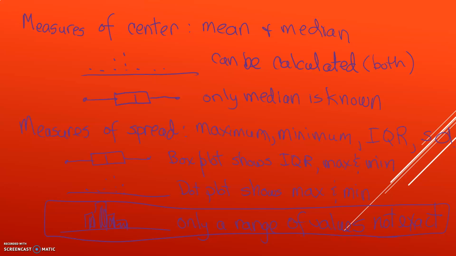Measures of spread are maximum, minimum, interquartile range, and range in general. And in the future, we'll be talking about standard deviation. The box plot, you can see the interquartile range, the max and the min. A dot plot just shows the maximum and minimum. And then this last box down here shows a picture of a histogram, and really only a range of values can be seen in a histogram.